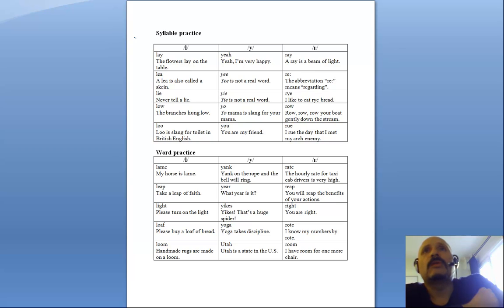Rate. The hourly rate for taxi cab drivers is very high. Reap. You will reap the benefits of your actions. Right. You are right. Wrote. I know my numbers by rote. Room. I have room for one more chair. And that ends the worksheet for L, Y, and R.